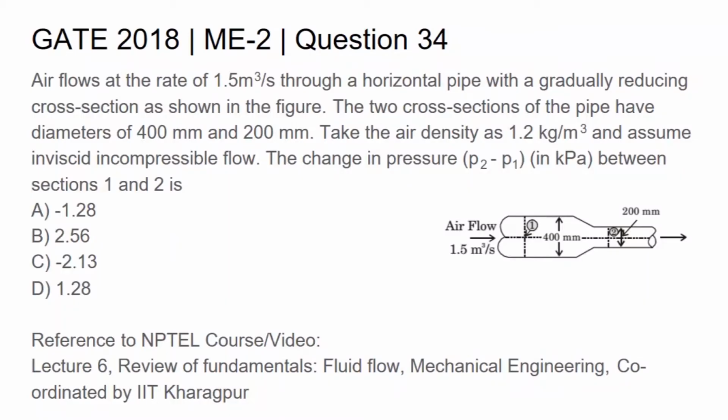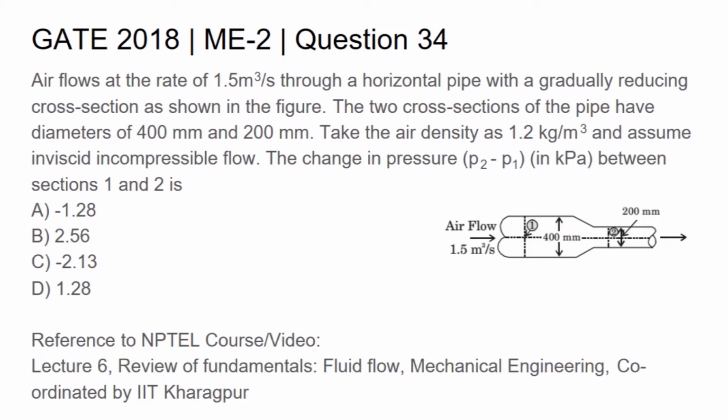In this video, we will solve the 34th question from the second set of the Mechanical Engineering question paper that was conducted in GATE 2018. The question is: air flows at the rate of 1.5 meter cube per second through a horizontal pipe with a gradually reducing cross-section as shown in the figure.